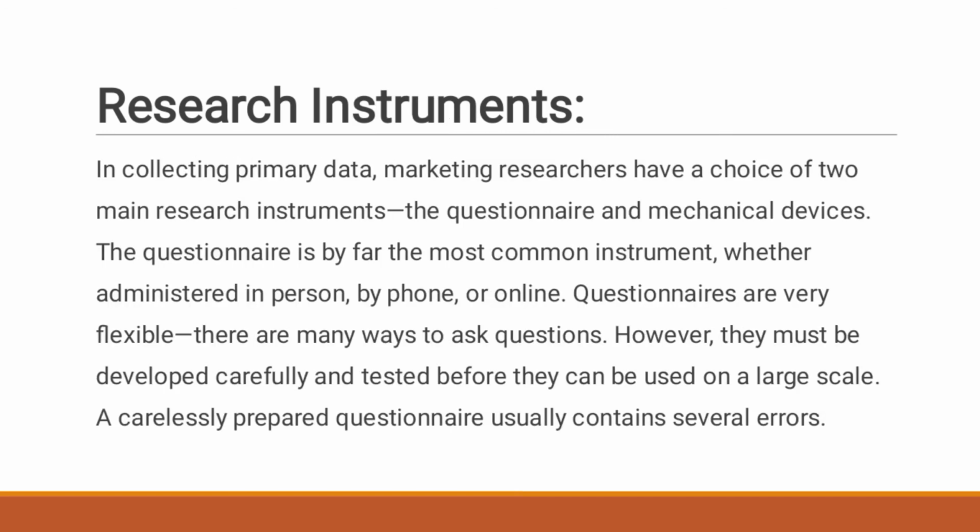Research instruments. In collecting primary data, marketing researchers have a choice of two main research instruments: the questionnaire and the mechanical devices. The questionnaire is by far the most common instrument, whether administered in person, by phone, or online. Questionnaires are very flexible. There are many ways to ask questions. However, they must be developed carefully and tested before they can be used on a large scale. A carelessly prepared questionnaire usually contains several errors.